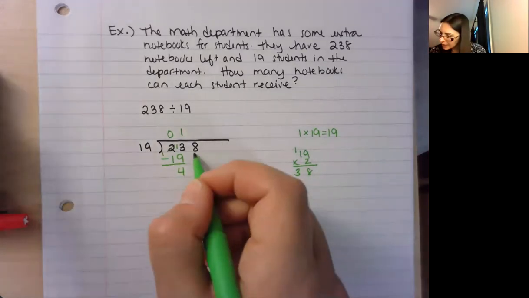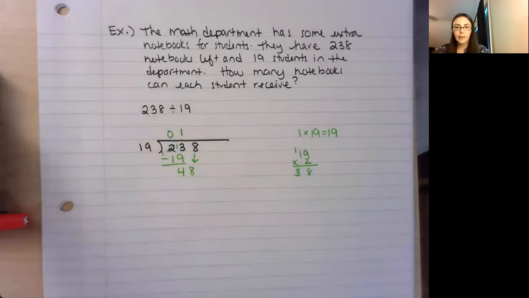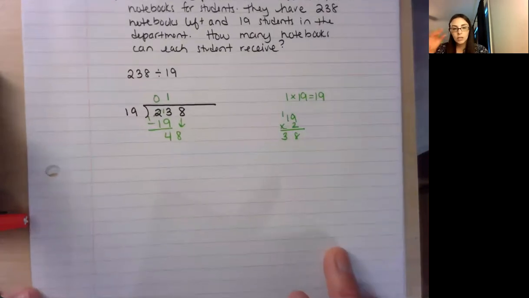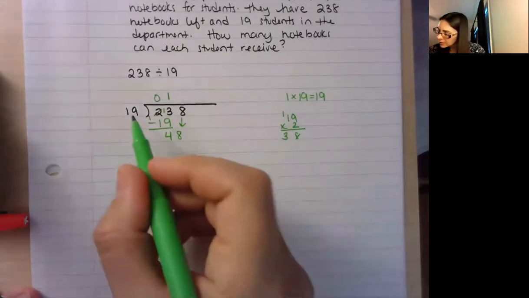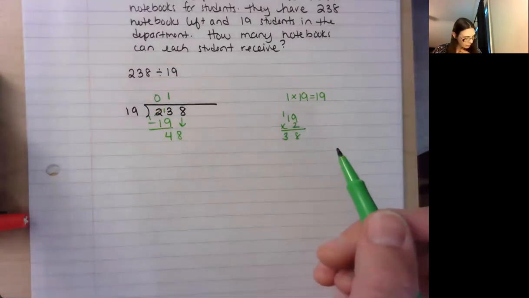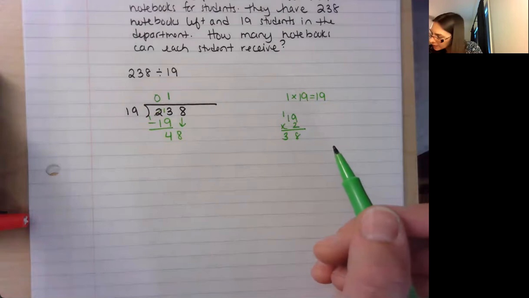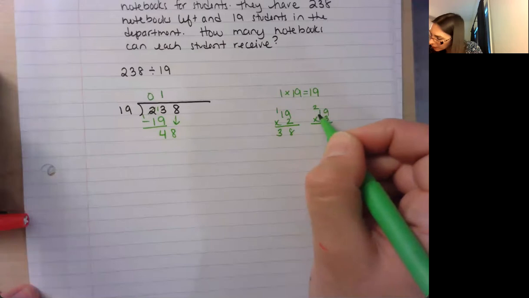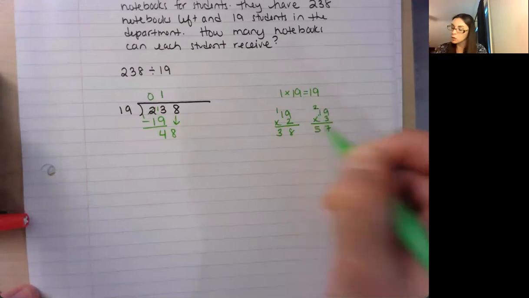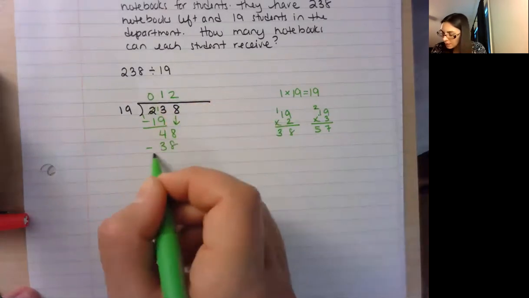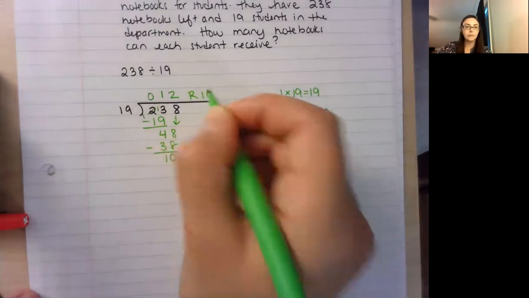And then I'm going to go ahead and bring down the 8. Now here, maybe I'm not as sure, right? 19 goes into 48. How many times? I'm not sure. So in this case, let's see, 19 times 2 was 38. And let's try 19 times 3. So that would be 57. 3 times 1 is 3, plus 2 is 5. So 57 is too big. So 2 is going to be my answer here. And I do have a remainder of 10.